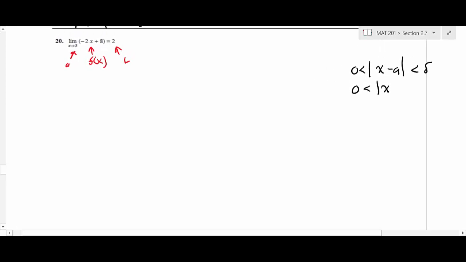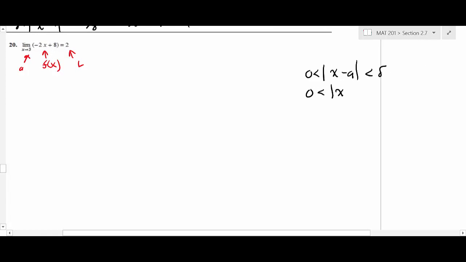Let me zoom in on that just a little bit. So we're going to have 0 < |x − 3| < delta. Now what we're going to formulate is that the distance between f(x) and L is less than epsilon. So f(x) is −2x + 8, and the value of the limit is 2. That will give |−2x + 6| < epsilon.